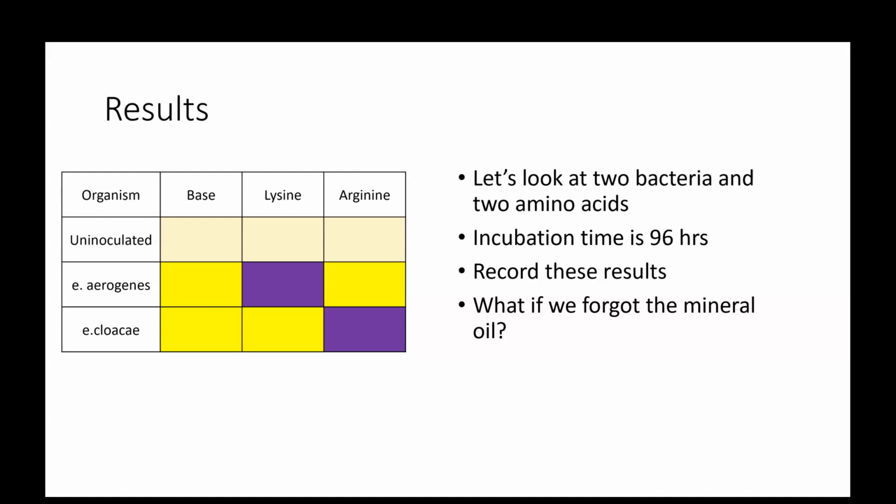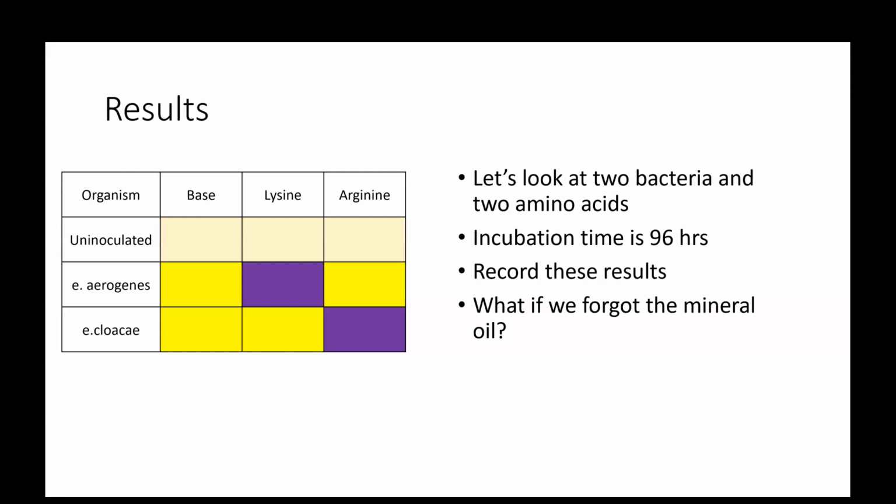And then when you're done with that, think about what would happen if we forgot the mineral oil. If we forgot the mineral oil, could we trust these results? Well, no, we couldn't, because absent mineral oil, we could have respiration processes occurring, and then we don't really know if the purple color is due to decarboxylation or if the yellow color is due to accumulation of some other acid, and so on.